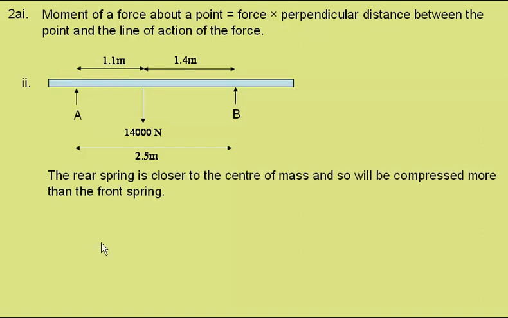The rear spring, the one here at A, is closer to the centre of mass, and so this will be compressed more than the front spring.